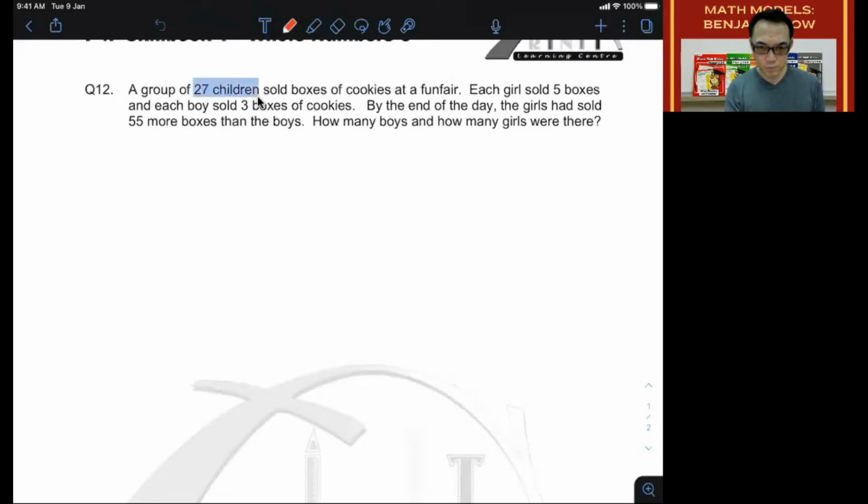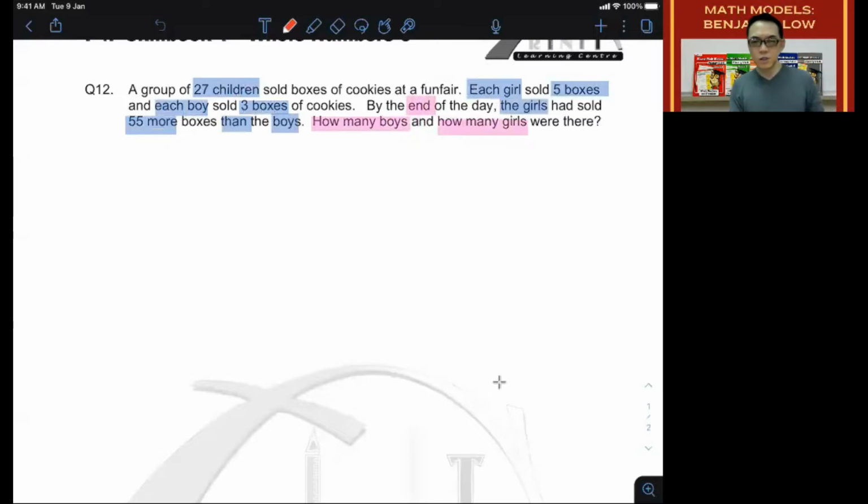There are 27 children at a fun fair. Each girl sold 5 boxes. Each boy sold 3 boxes. By the end of the day, the girls had sold 55 more boxes than the boys. And the question is, how many boys and how many girls were there as 2 separate values?